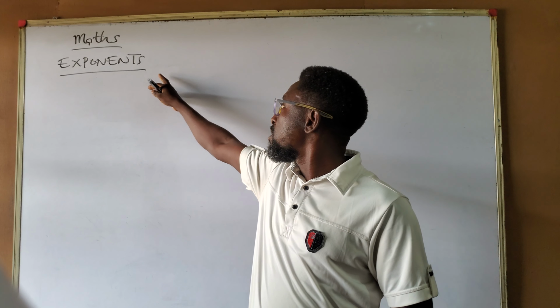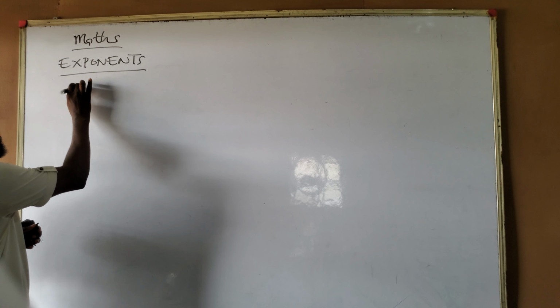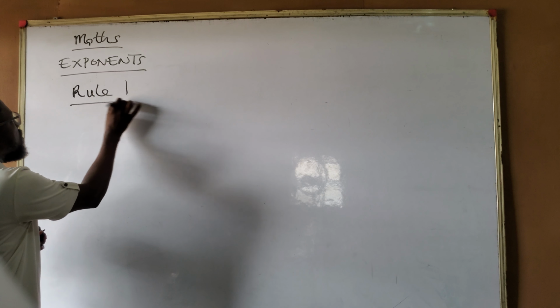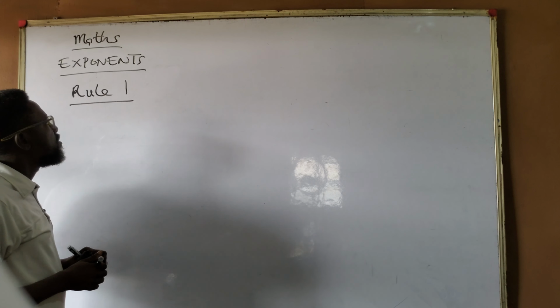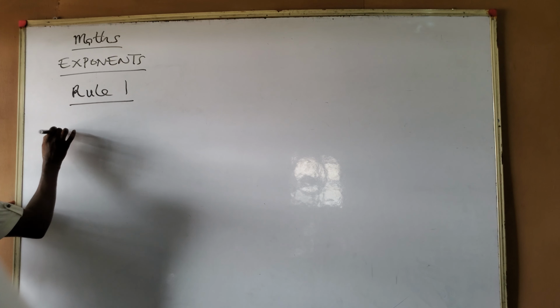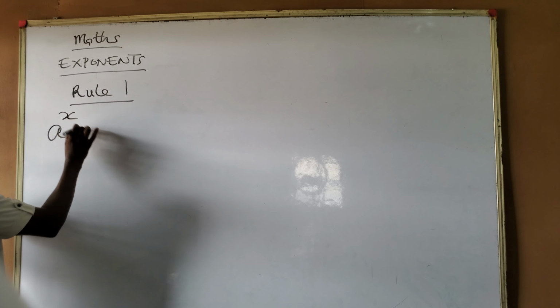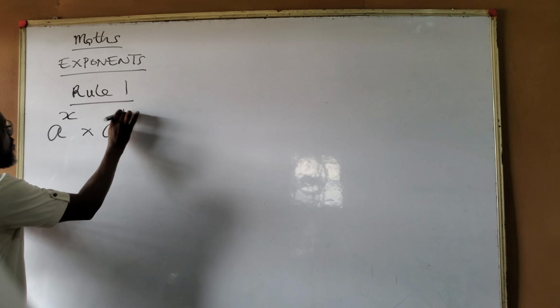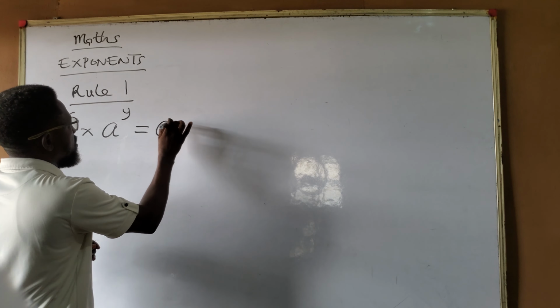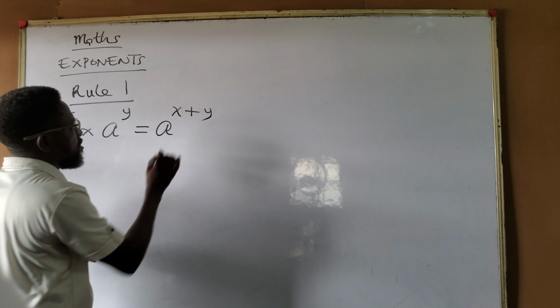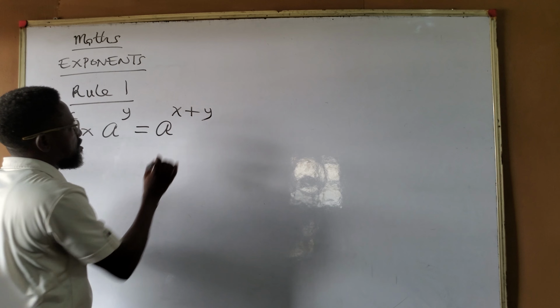Exponents. So let's look at the first rule. Like I said, there are about 7 rules of exponents. The first rule says, if you have a raised to the power x multiplied by a raised to the power y, this is the same thing as a raised to the power x plus y. What that means is, if the bases are equal, you take one of the bases and add up both the powers.